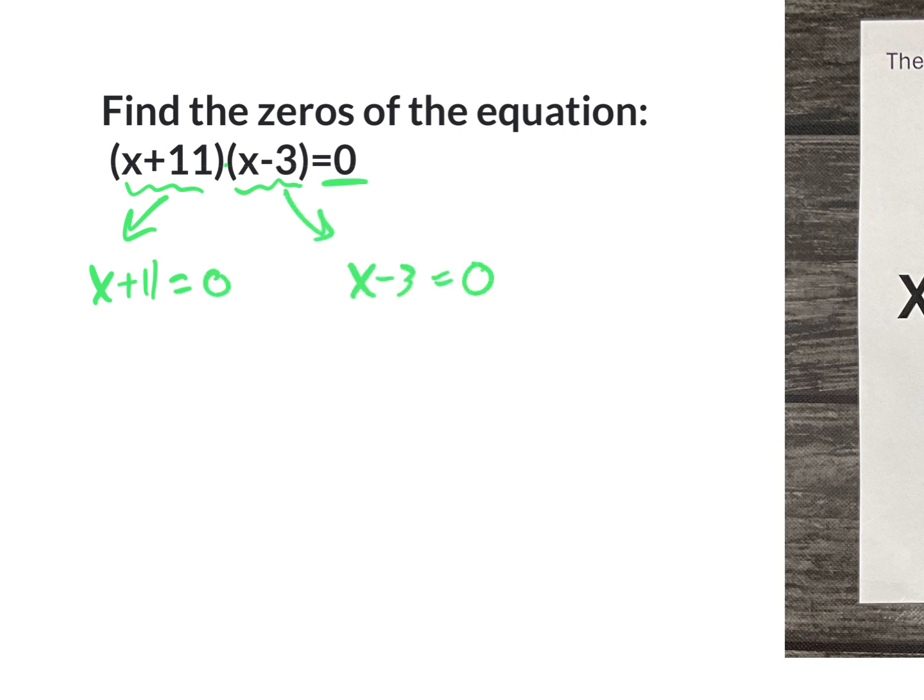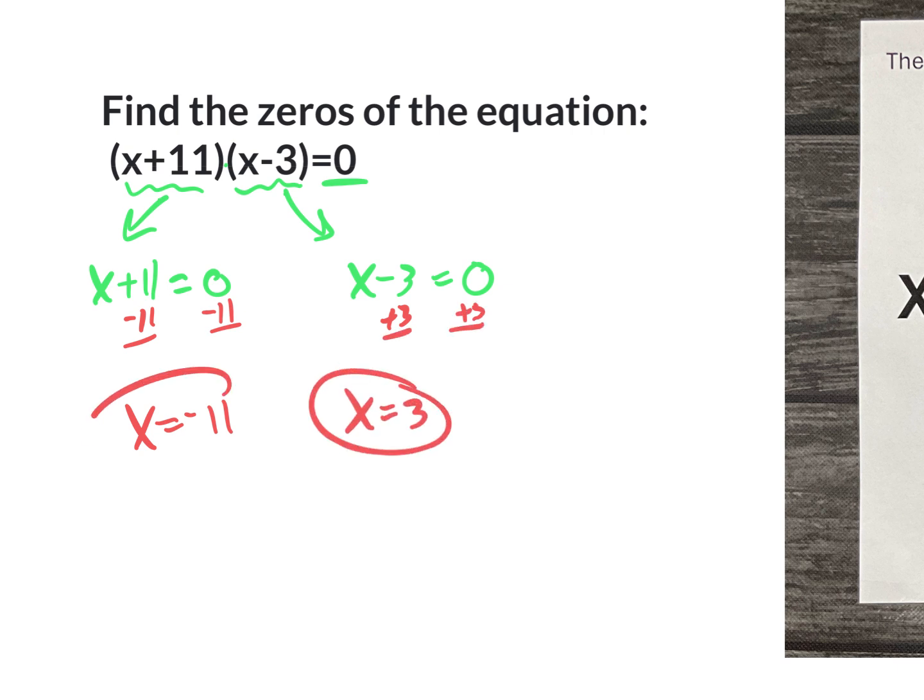So your 2 answers, if you solve them, subtracting 11 on both sides, you get x equals negative 11, and adding 3 on both sides, you get x equals positive 3. Could you believe it? You're going to have a question like this on the final. That's like free points right there, right? You just got to remember that if you have something times something equals 0, split them and set them each equal to 0.